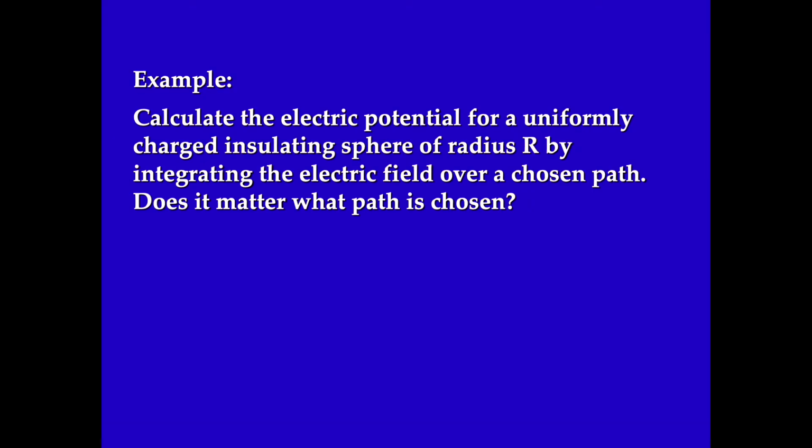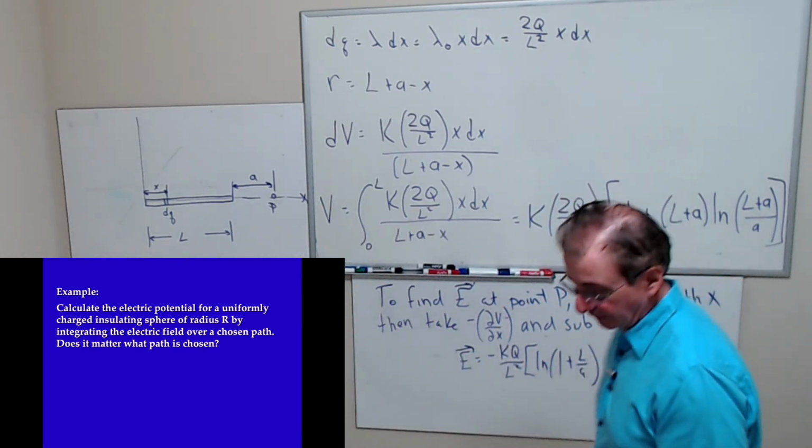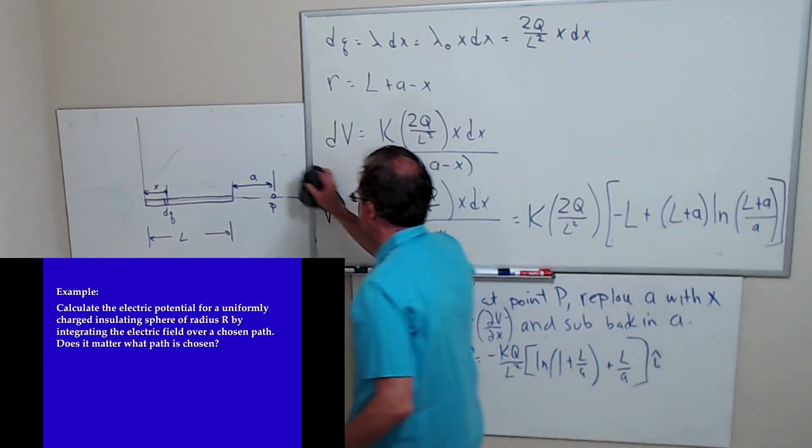I want to use this technique to calculate the electrical potential due to a uniformly charged insulating sphere of radius R. This is a solid sphere. And I can choose whatever path I want. You have a solid sphere, uniformly charged. And to save time, let me write down what the electric field is inside the sphere and outside the sphere. Okay? So let me draw my sphere, and then I'll just write down the expression inside and outside.